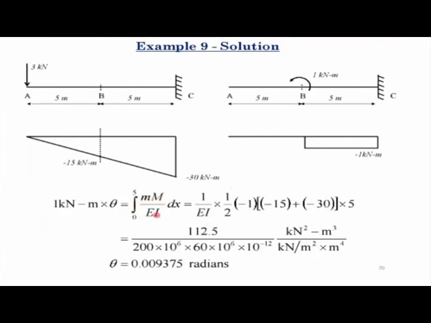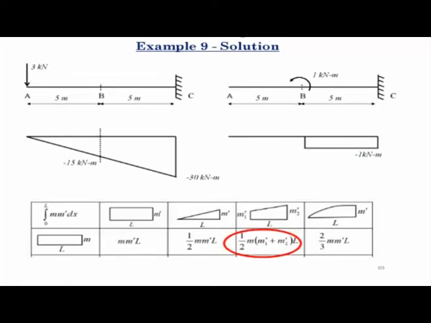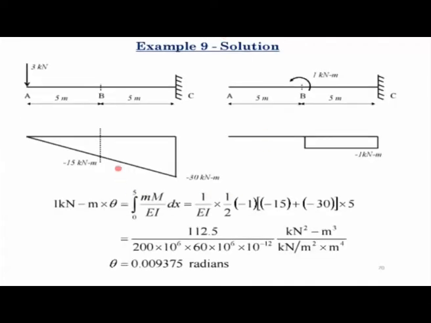So that is what we are doing, 0 to 5 mm dx. So here the origin for x is at point B. So if you use that formula, EI is constant, half m, this is the uniform m, which is -1, into m1 plus m2, so that is -15 plus -30, into the length, which is 5. So that divided by the values of E and I will give you theta equal to 0.009375 radians. So that gives you the value of the rotation at this point.